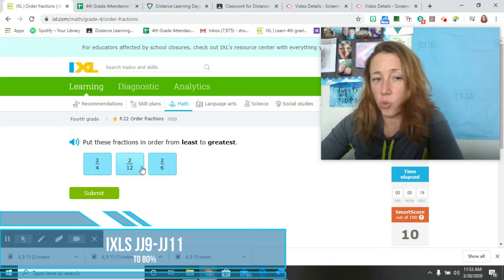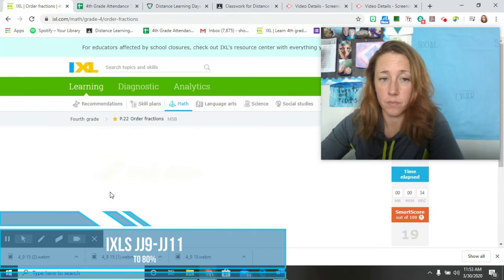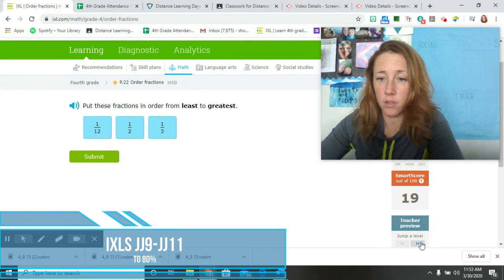This time my numerators are the same. My denominators are different. So remember, the larger the denominator, the smaller the number. So 2/12, 2/6, 2/4. Let's jump a level.